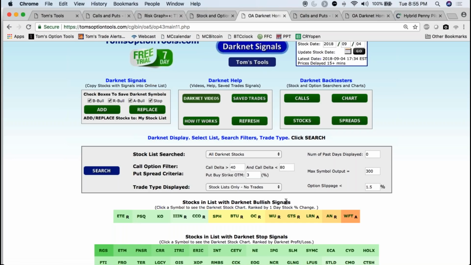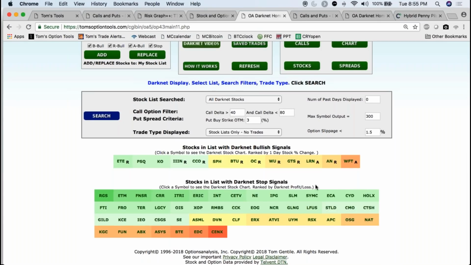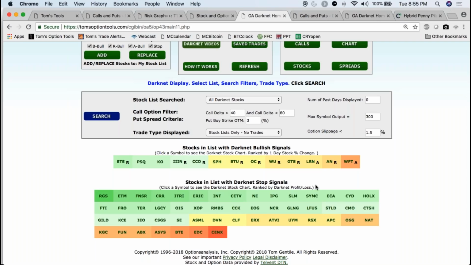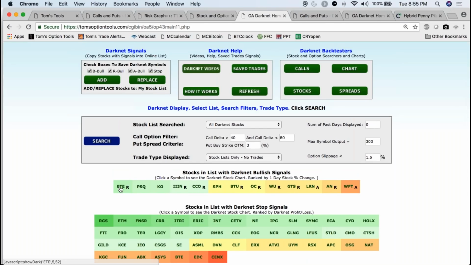What's bullish? All right, bullish signals. ETE, PSQ, there's Coke, there's IIIN, CCO, and then the list goes on and on. Now below that, you'll see stocks that got stop signals. That means they were done going up, according to Darknet. So we'll look at each of them for a moment, but take a look here. Now, if you get something that has an R beside it, that means it's a rebuy. That means that's another chance to get in. And then there's an A. If you ever get an A, that means that's a third, an add-on. So there's actually 3 different entry layers that are in Darknet.